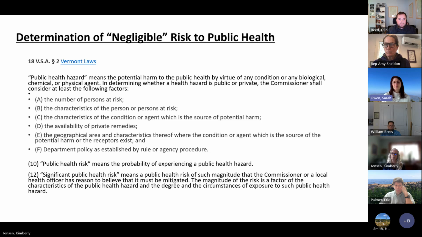I don't know that I need to read these verbatim. If there's a desire to define negligible, I think there are some pretty simple definitions that we could find even from a dictionary, something like insignificant, so small as to not warrant action. So I think that could be put in the report if there's a desire for that one.